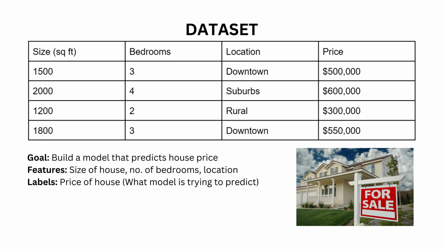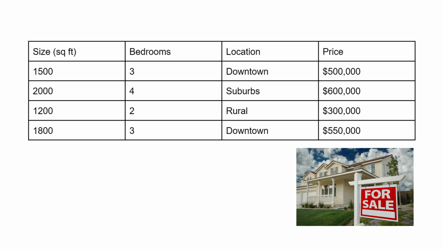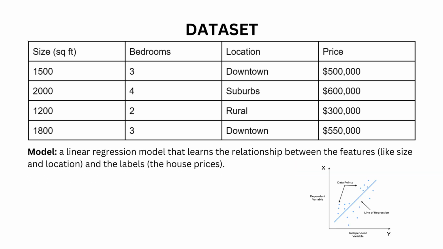Labels. The labels would be the price of the house. This is what the model will try to predict. Model. We could use a linear regression model that learns the relationship between the features, like size and location, and the labels, the house prices. Over time, the model gets better at predicting prices based on the features it's learned.